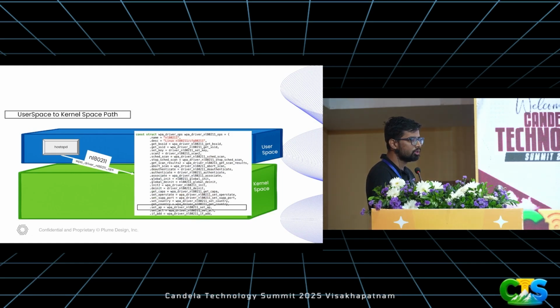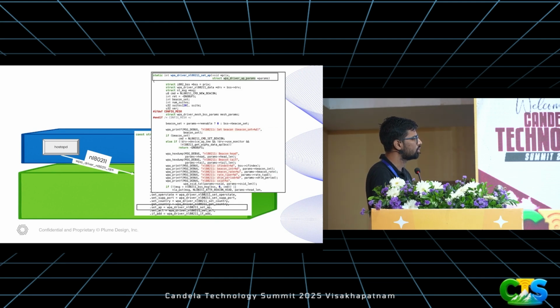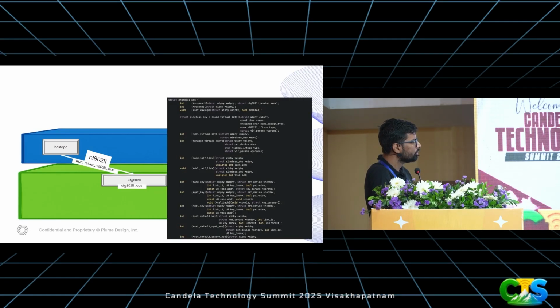Next, we have user space. So the user space to kernel space path. In this, we have a structure defined, wpa_driver_nl80211_ops, which is nothing but the set of operations that a user space can do, and they can speak with the CFG80211. In this case, I'm just explaining how hostapd sets an AP. So there is a set AP function that is run by Netlink, and it eventually comes to the CFG80211.